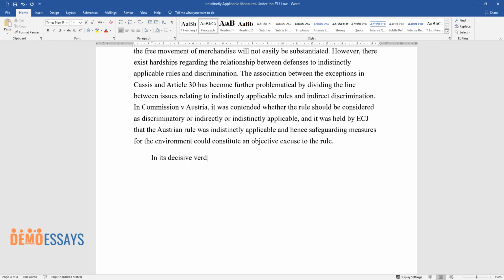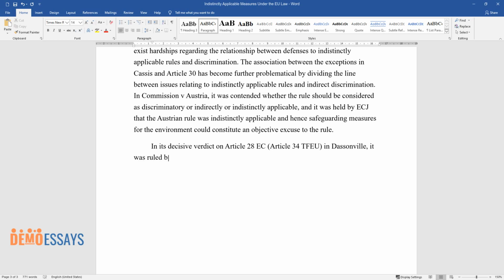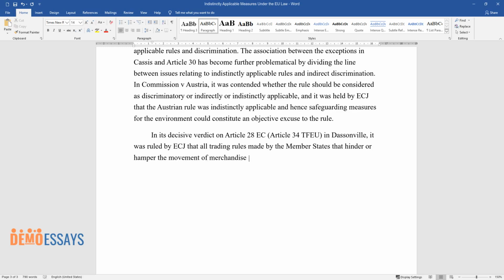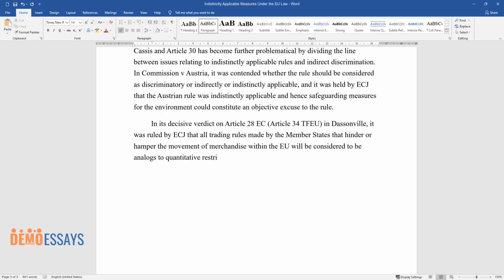In its decisive verdict on Article 28 EC, Article 34 TFEU, in Dassenville, it was ruled by the ECJ that all trading rules made by the member states that hinder or hamper the movement of merchandise within the EU will be considered to be analogues to quantitative restrictions.